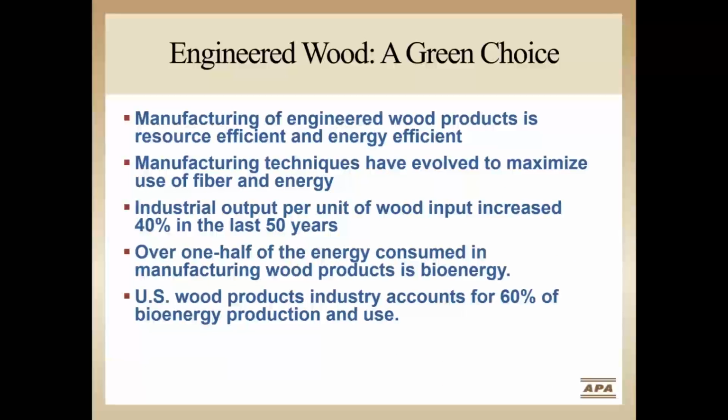So engineered wood really is a green choice. Manufacturing of engineered wood products is resource efficient and energy efficient. Manufacturing techniques have evolved to maximize use of fiber and energy. The industrial output per unit of wood input increased 40% over the last 50 years. Over half the energy consumed in manufacturing wood products is actually bioenergy. And the U.S. wood products industry accounts for 60% of bioenergy production and use.